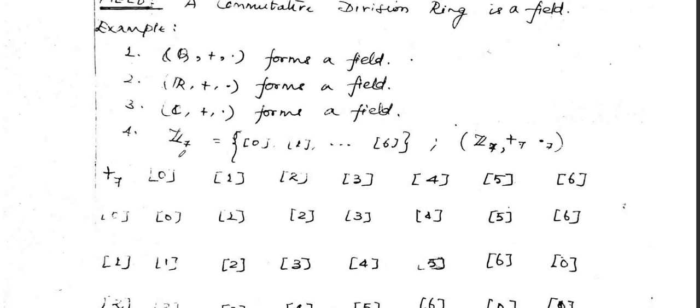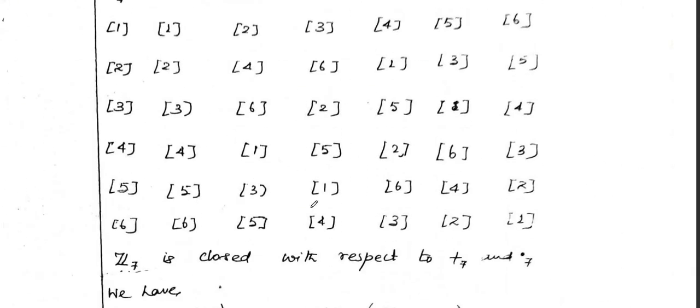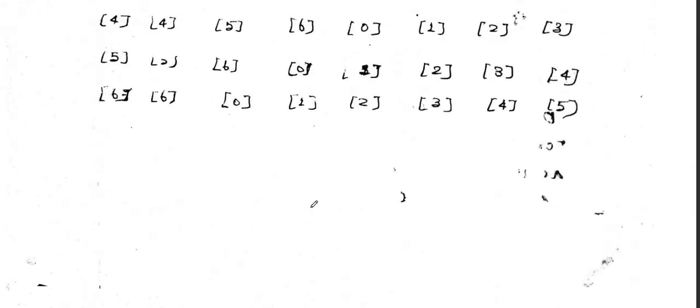And another example, finite field, Z7, class 0 to class 6 are the elements of Z7. Addition modulo 7 and multiplication modulo 7, they are described in this way. Then from the table itself we can conclude that with respect to addition, it will form a group, a commutative group, rather an abelian group, and here also. Along with that, distributive laws can be checked. So we have Z7 under addition modulo 7, multiplication modulo 7 to be a field.